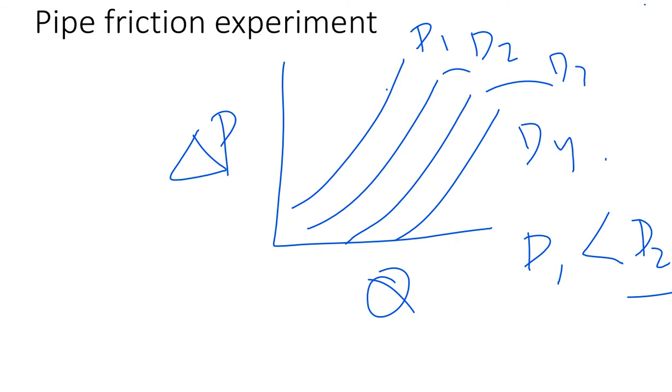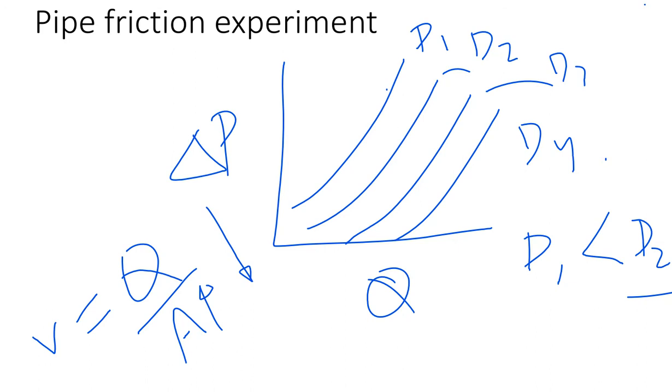Why? Pressure drop decreases with increase in diameter. We are fixing the flow rate. It means that at fixed flow rate, if we increase the diameter, we are increasing the area. So area increases, velocity will decrease. Velocity decreases, it means the friction will be smaller, and the pressure drop due to friction will be less.